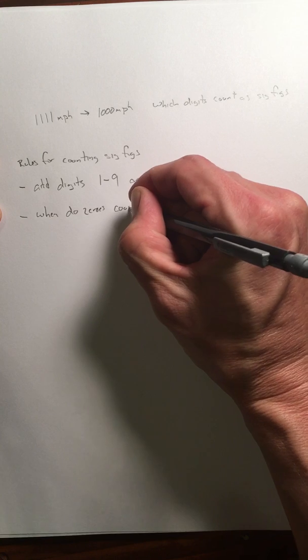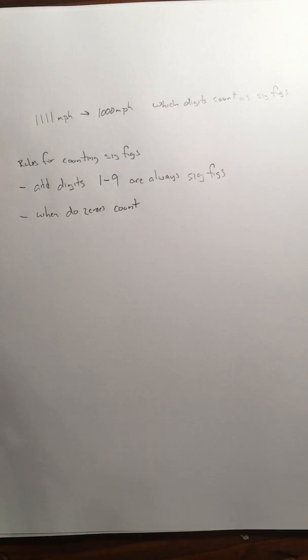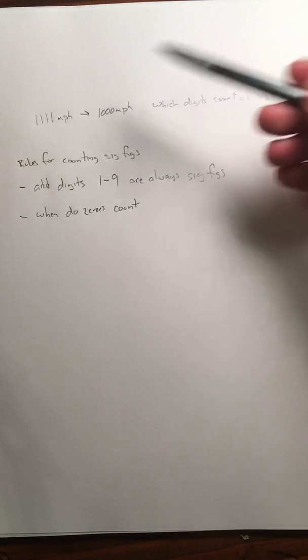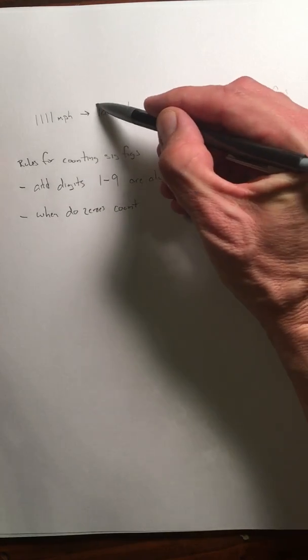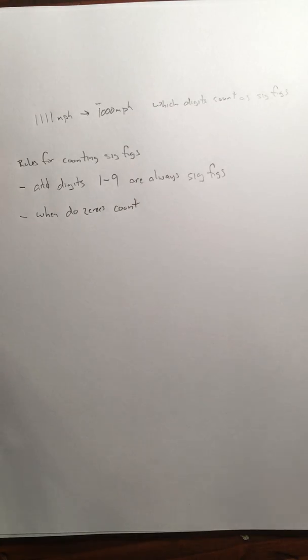That's really the only thing you need to worry about. The zeros are the tricky one. And you can kind of see these zeros must not have counted, right? This had 1 sig fig, we said. That guy was significant, and those apparently weren't. So what are the rules for zeros?